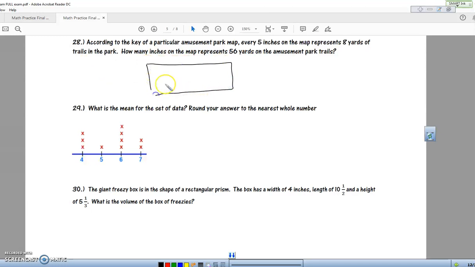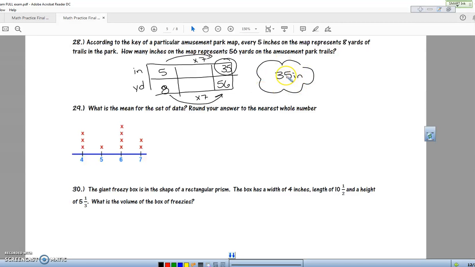Okay, 28. The key on a particular amusement park map: every 5 inches on the map represents 8 yards of trails on the park. How many inches represents 56 yards? So we're talking about inches and yards. 5 inches, 8 yards. We go to 56. We need to know how many inches. 8 can go straight to 56, so we times 7. 5 times 7 gives me 35. So my answer is 35 inches.